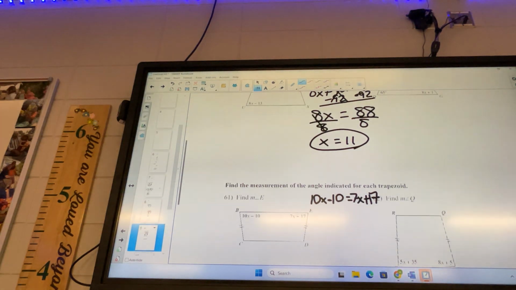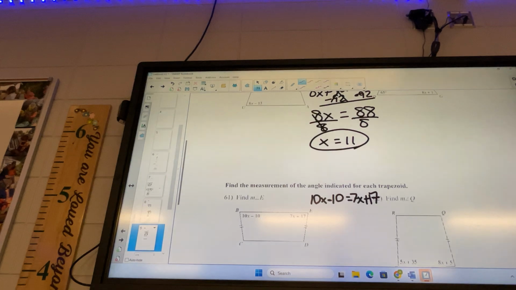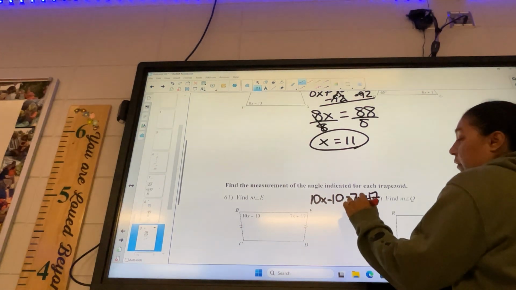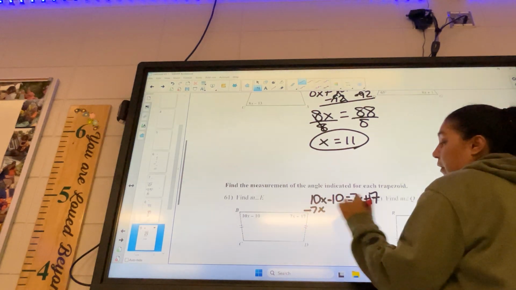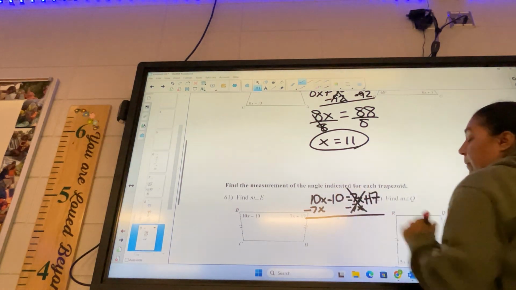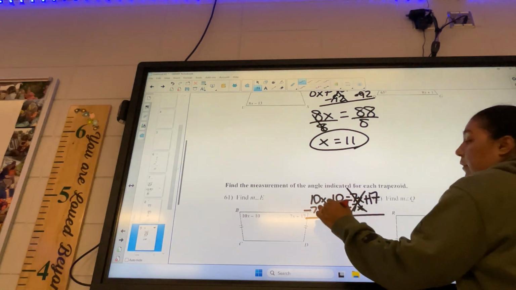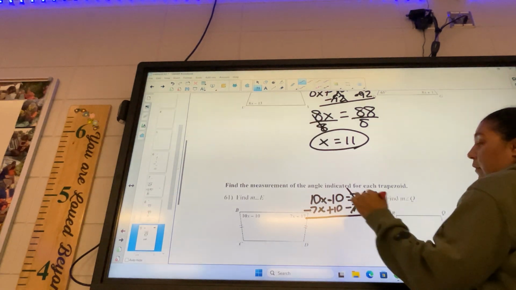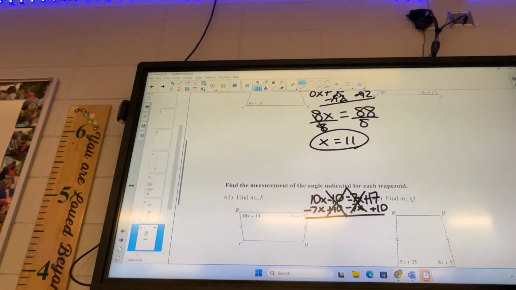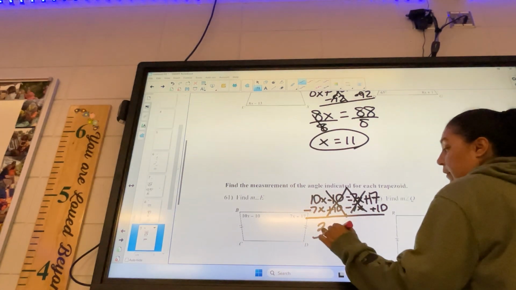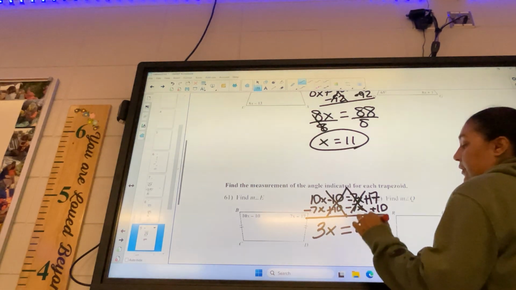We're going to move our letters to the left, numbers to the right. Who's getting moved? The 7x. Who else is getting moved? The 10. Okay, 10x minus 7x is going to be 3x. 17 plus 10 is 27.